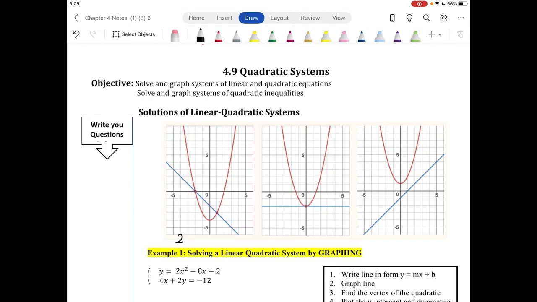The first option is to have two solutions, and that occurs if the two graphs cross twice. We could also have one solution if the graphs only touch once, or we could have no solution if the two graphs never cross each other.